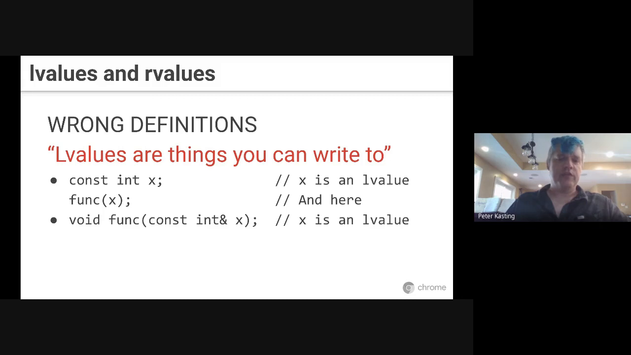Lvalues, things you can write to. So this is kind of a different way of phrasing that one. Well, the reason this one's misleading is for reasons of constness. If you have a constant x, x is still an lvalue. If you then pass it to a function, then x is still an lvalue there. And finally, if you pass a const ref to a function, x is an lvalue there. And in all of these cases, you can't actually write to x at all. You can't assign to it, but it's still an lvalue.